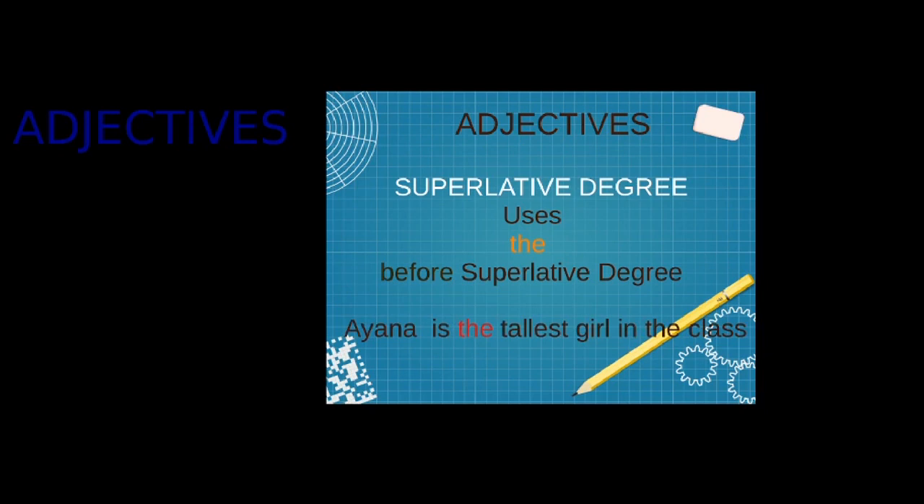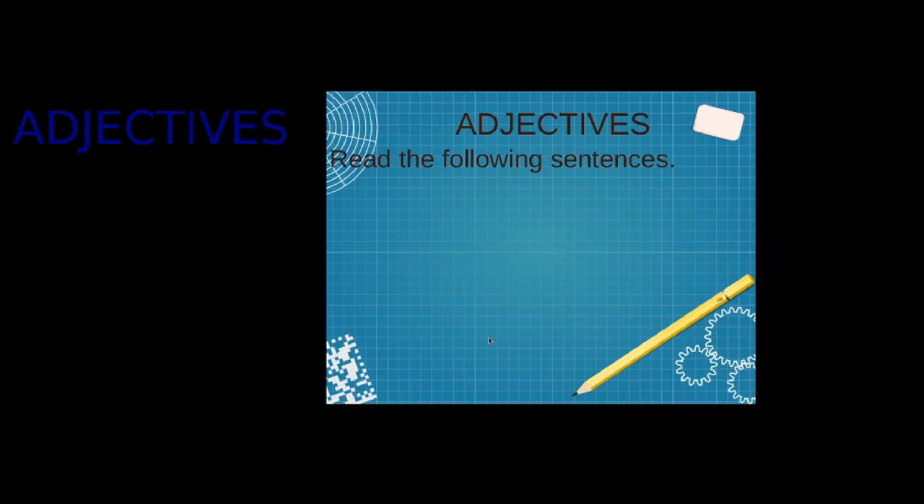Ayana is the tallest girl in the class. Tallest is the superlative, and you find the added before that. So Ayana is the tallest girl in the class. Okay, now read the following sentences. These are from your textbook.